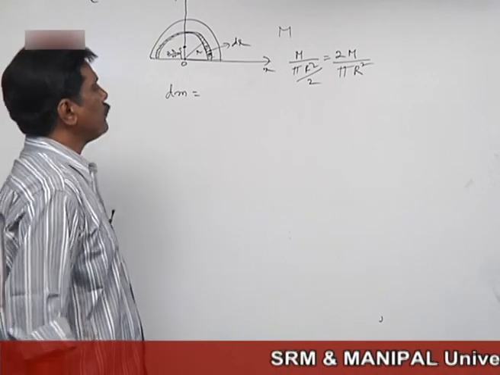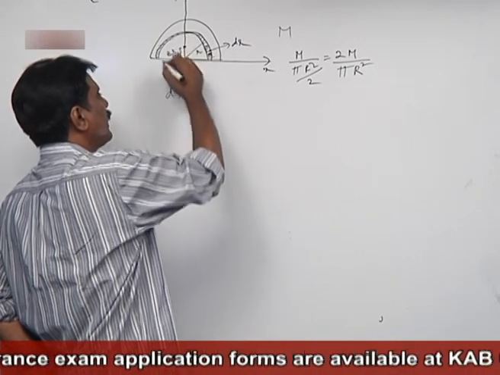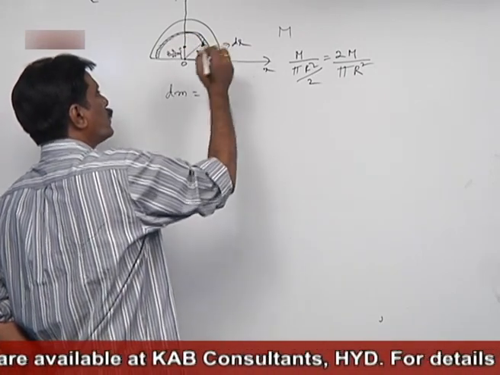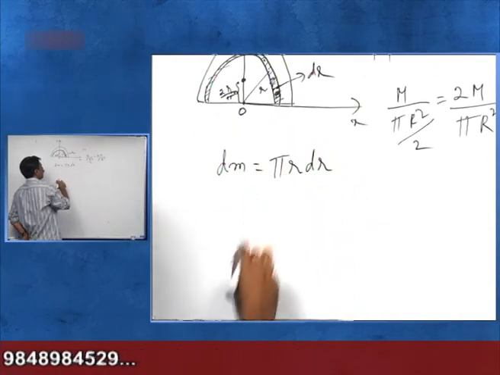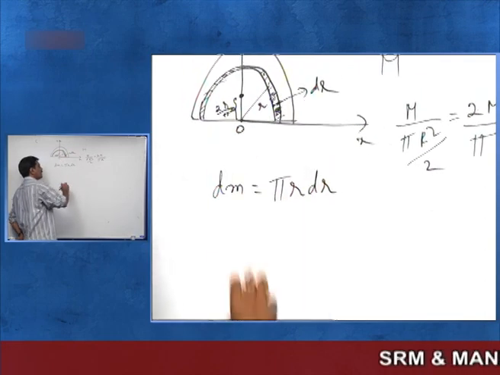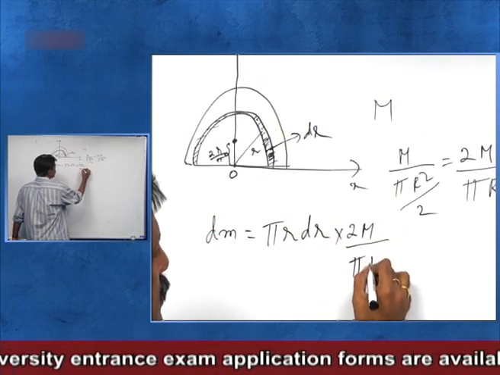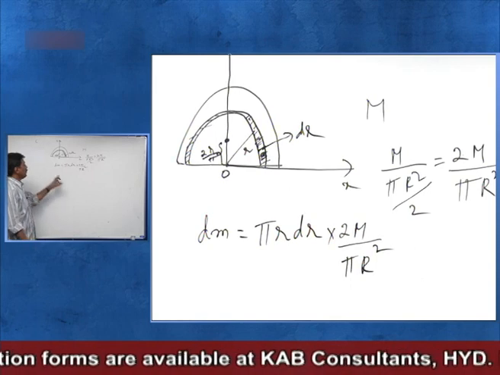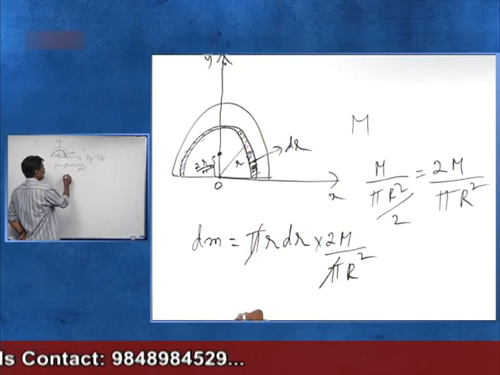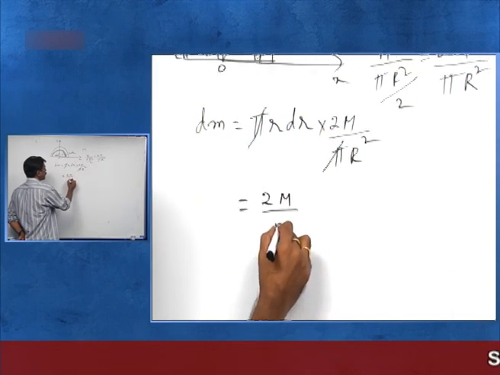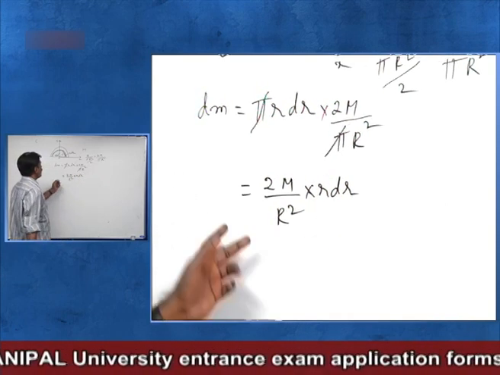2m by pi r square is the mass per unit area of the semicircular plate, and the element that we have selected has area pi r into dr. Pi r is the length of this, into dr is thickness, that will become area. Area into mass per unit area will give us dm of this element. So you can cancel pi here. This will be equal to 2m by r square into r dr. 2m by r square into r dr is dm.